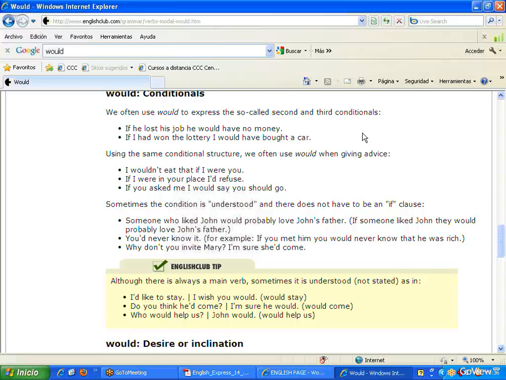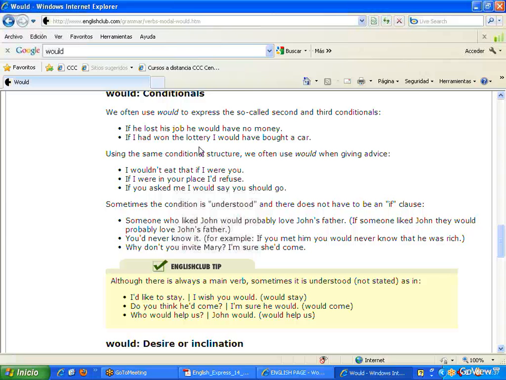Hmm? Here's something. This is the third conditional. This is not real because it didn't happen. If I had won the lottery, I would have bought a car. So you see in this first one, it's if he lost. Okay? That's just pasado. Okay? But this is past perfect. If I had won the lottery, bueno, I didn't. I would have bought a car. Okay. I didn't win the lottery, so I didn't buy a car. But if I had won the lottery, I would have bought a car. So it's not real.